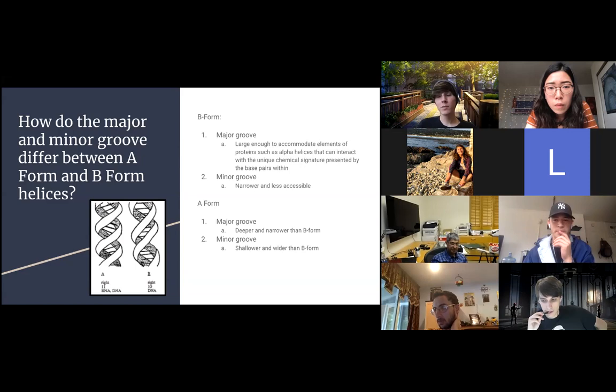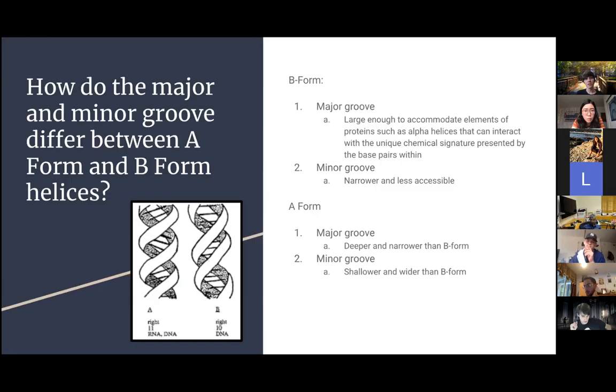But an example of something that you may think of that would interact with DNA would be transcription factors, where you would want to have some sort of specificity for the promoter of a specific gene. And the major groove can offer that specificity because it allows you to differentiate between the unique sequences of DNA. Okay. Does that answer your question? Yeah, that helps. Thank you.